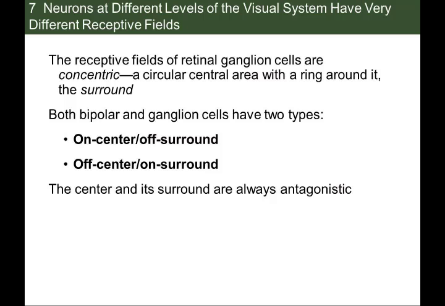Now, if you have a spot of light that is actually on the surround and not the center, that's going to hyperpolarize the bipolar cell, which means that less glutamate is going to be released. Less glutamate is always interpreted by the ganglion cell as inhibitory, so you get a reduction in the action potentials in the ganglion cells. Each of these lines is an action potential. So you see here that during the light, the number of action potentials has reduced to like two.